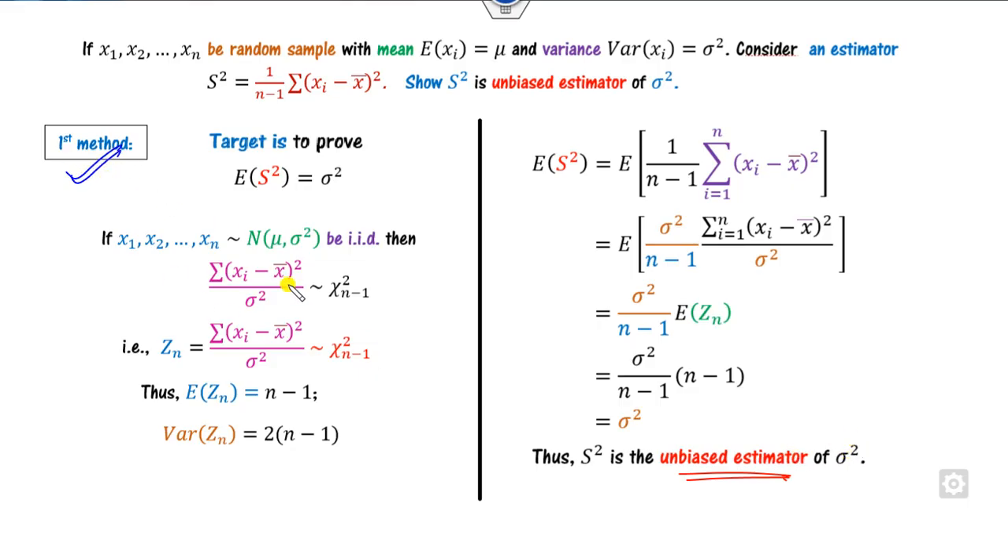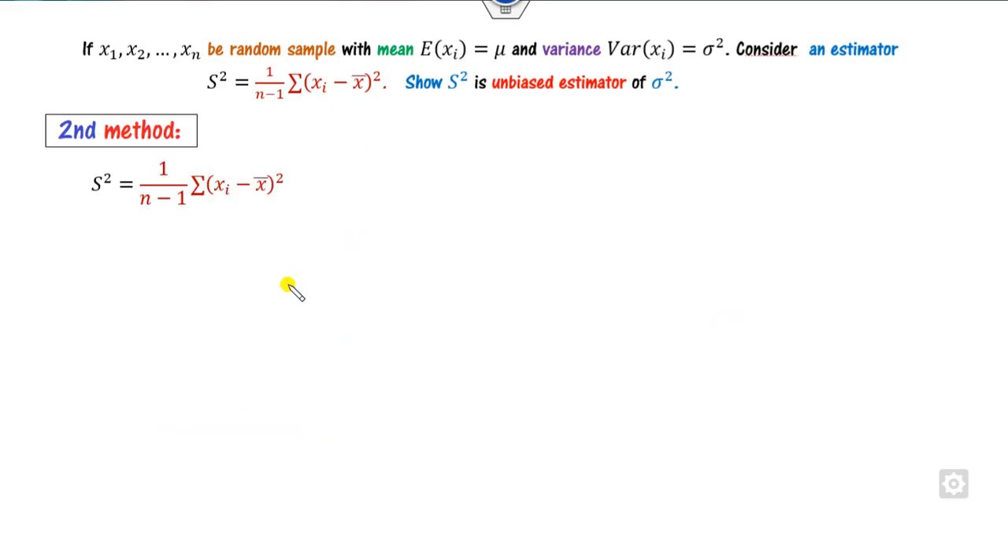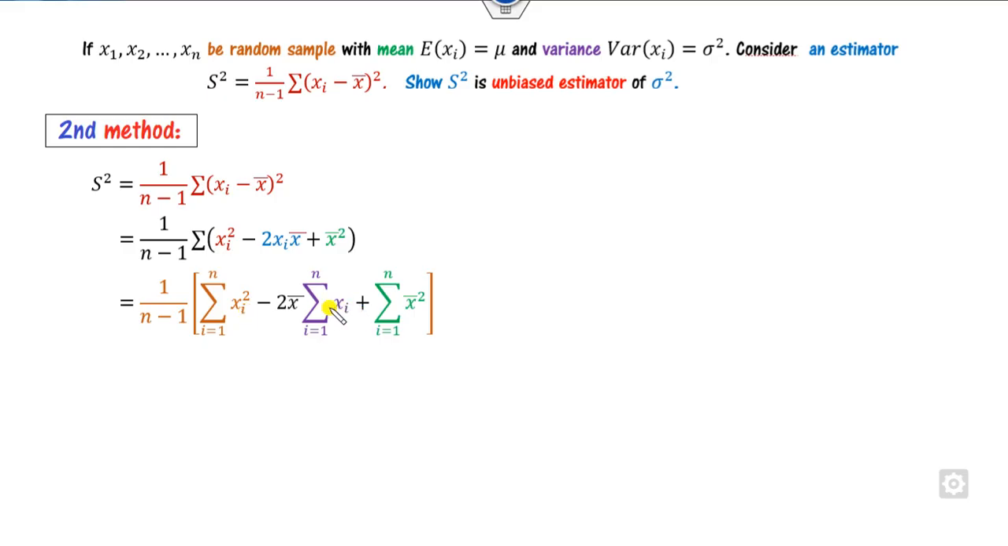You can prove it in a very simple manner. Look at the second method. How can you prove that? Again, your target is to prove E of capital S square is sigma square. Now what you can do is simplify. Firstly, you can open this square. I can write it as a square minus 2ab plus b square. Now if you open this summation inside, what will happen? You can get this, because 2x bar is my constant.